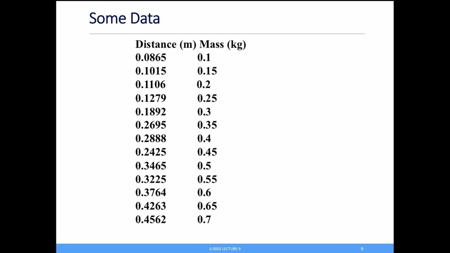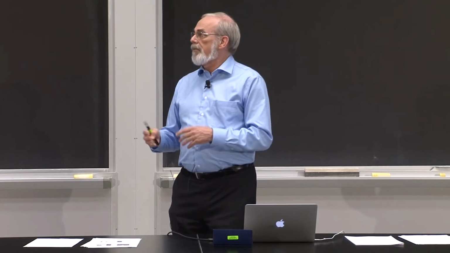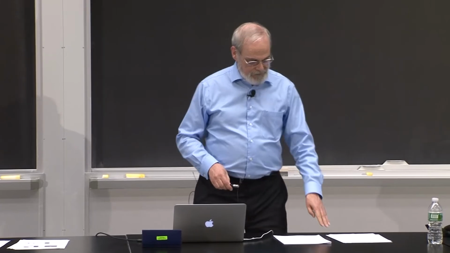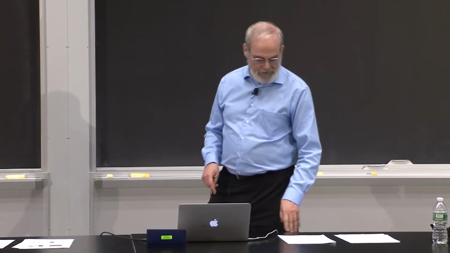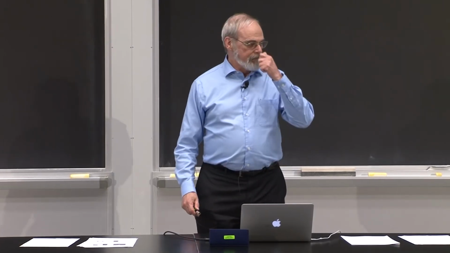What have I done here? I've used different masses, all increasing by 0.05 kilograms. And I've measured the distance that the spring has deformed. And ideally, these would all have that nice linear relationship. So I could just plug them in, and I could figure out what the spring constant is. Okay? So let's take this data, and let's plot it.